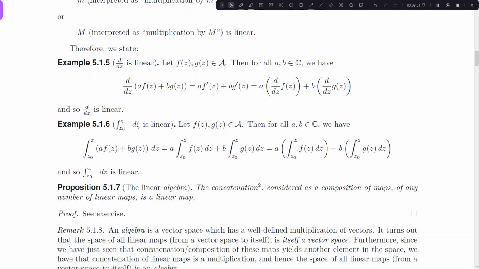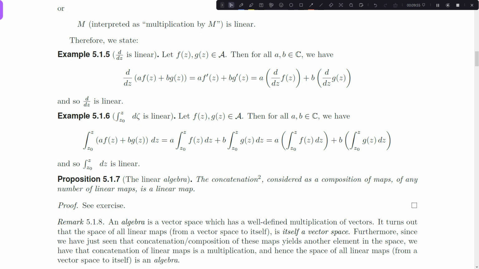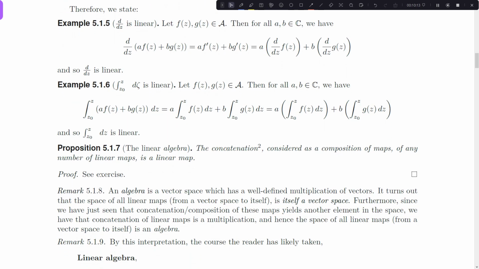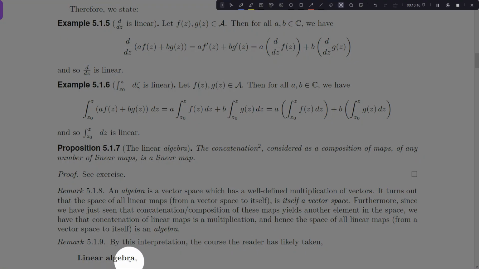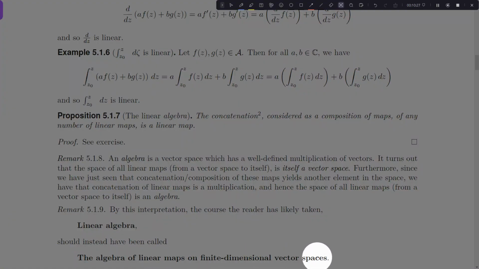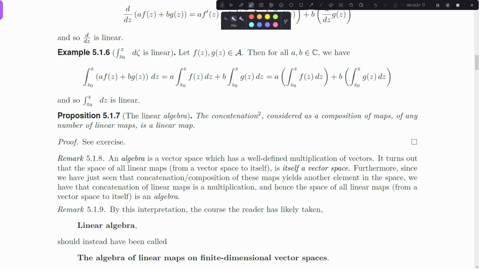So here's the remark. An algebra is a vector space which has a well-defined multiplication of vectors, and it turns out that the space of all linear maps from a vector space to itself is itself a vector space. We can form a vector space of matrices. Under this composition, that's where you gain what we call the linear algebra. By this interpretation, the course that you've probably taken, called linear algebra, should be given the name, what a mouthful, the algebra of linear maps on finite dimensional vector spaces. That's what the course title linear algebra means: they took linear right here and algebra right there. Your linear algebra is the algebra of linear maps on finite dimensional vector spaces.